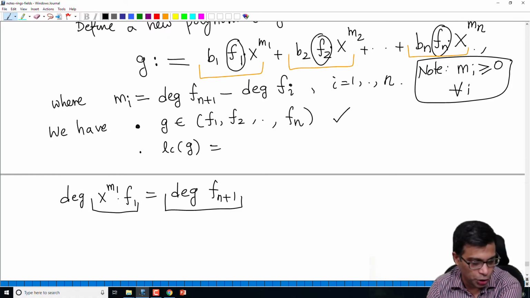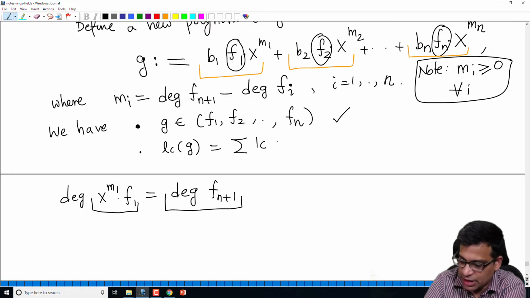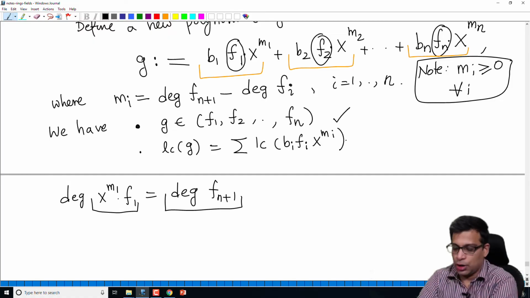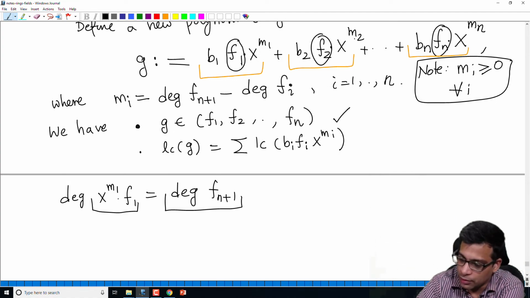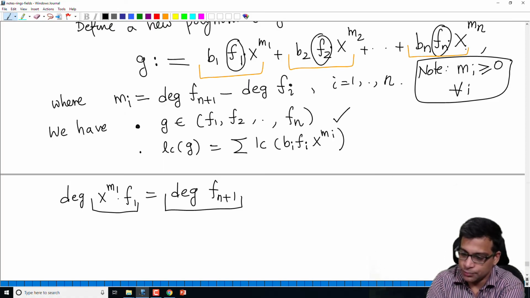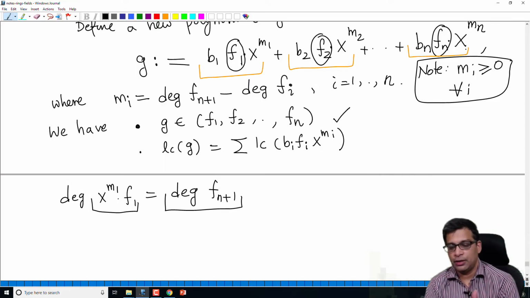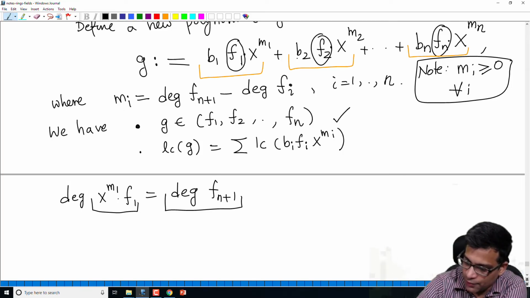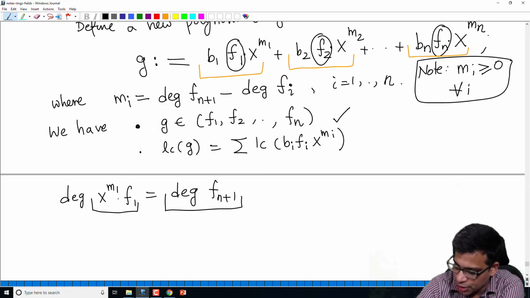So what is the leading coefficient of G? I can certainly write this as summation LC of Bi Fi x power mi. So you have a sum of polynomials. All these polynomials have the same degree, right? Because this degree is degree of fn plus 1, this degree is degree of fn plus 1, this degree is degree of fn plus 1. So the leading coefficient of the sum is simply the sum of the leading coefficients. The leading coefficient of G is the leading coefficient of the first one plus the leading coefficient of the second one plus the leading coefficient of the third one.